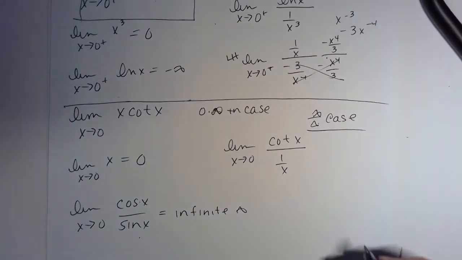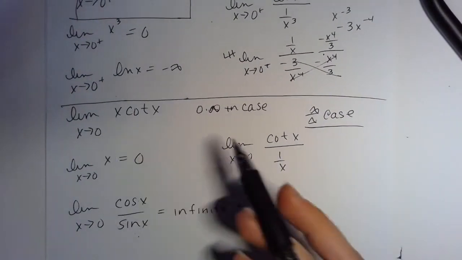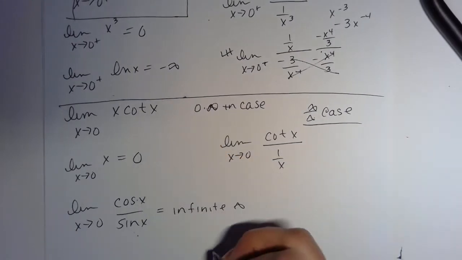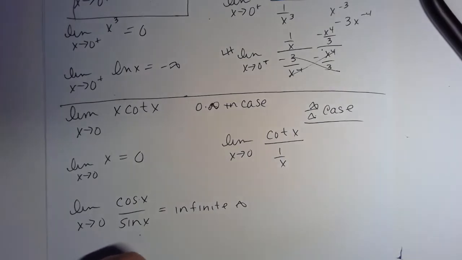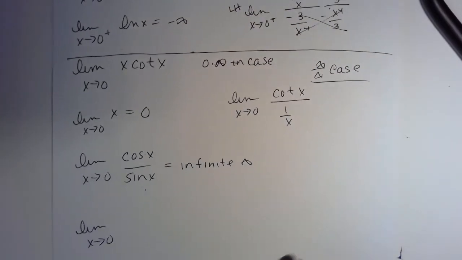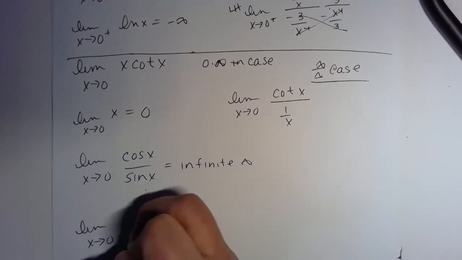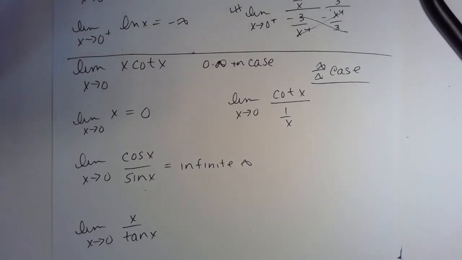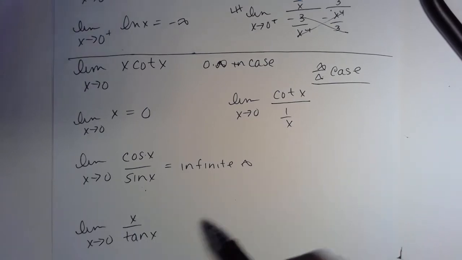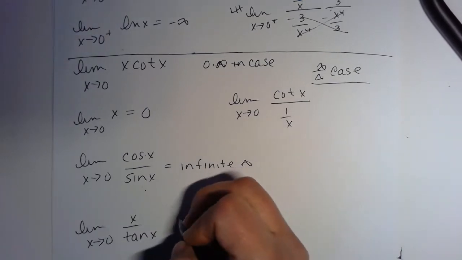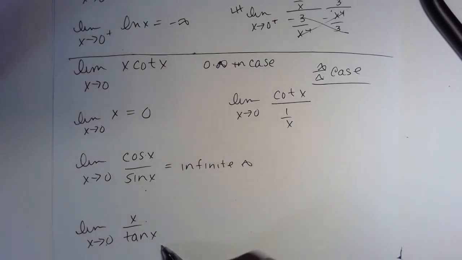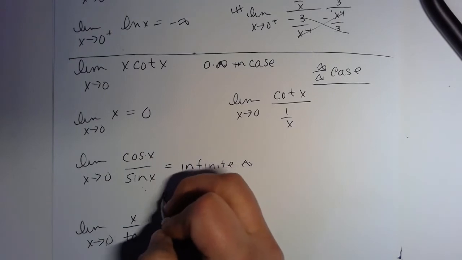I can also, in this case, it doesn't really matter because if I put cotangent in the denominator, that's really tangent. So I can look at the limit as x approaches 0 of x over tangent as well. So this is actually the easier one to do, but this one also works too, so I'll do it both ways. So let's apply L'Hopital's rule. I know that if I put in 0 here, I get 0, and tangent of 0 is also 0. So this is a 0 over 0 case.